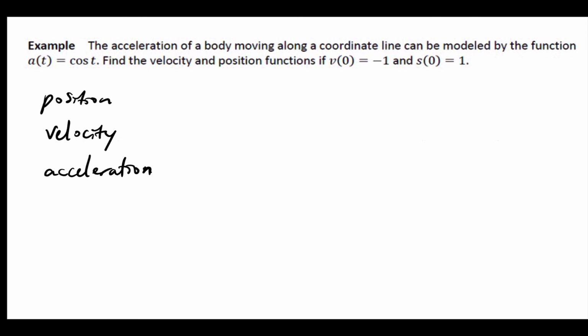Right? So if you want to go down the list, you need to differentiate. If you want to go up the list, you have to anti-differentiate or integrate. Okay, so let's see where they start us. Starts us with the acceleration. They say the acceleration, and then they want us to find the velocity and the position if v of 0 equals -1 and s of 0 equals +1.